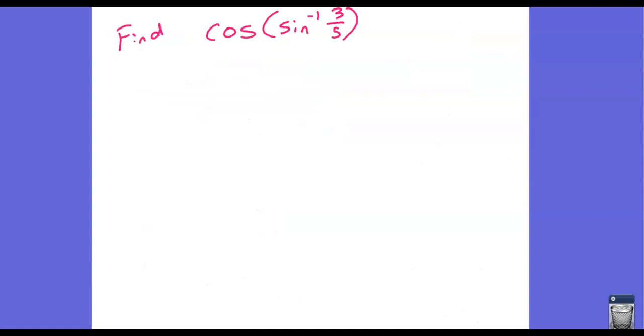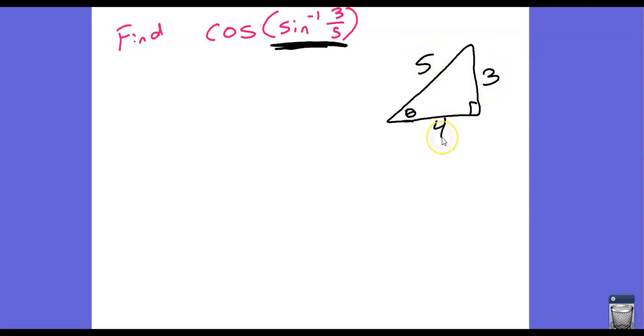All right, so let's look at another problem. If I wanted to evaluate cosine of the inverse sine of 3/5, we draw a right triangle with theta. The inverse sine of 3/5 is basically asking what theta is going to give me a sine of 3/5. Well, sine, remember, is opposite over hypotenuse, so this would be 3/5. And of course, we can use the Pythagorean theorem to find out that the other side is 4.